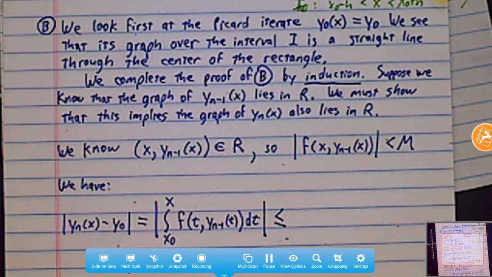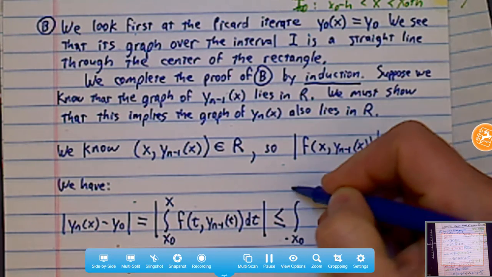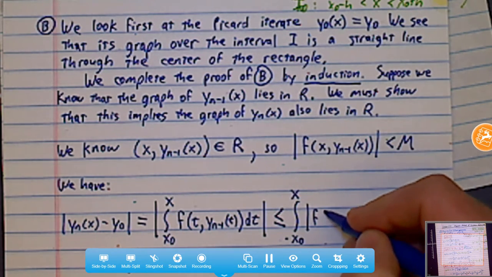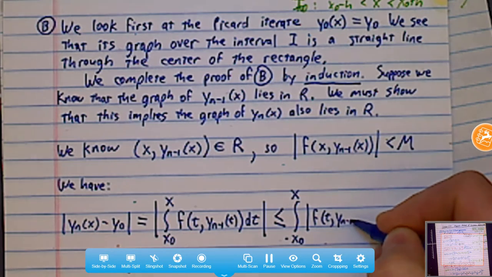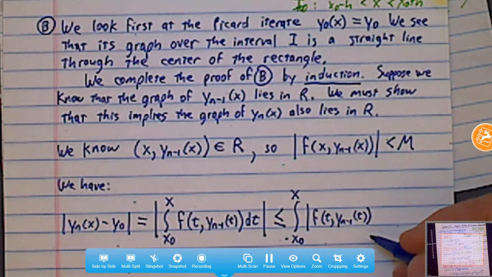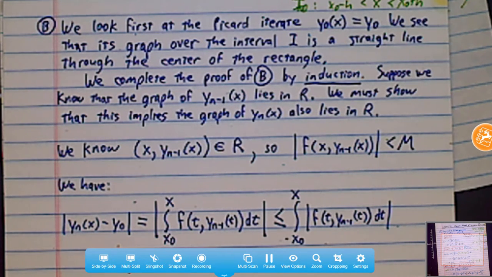Okay? Now, there's two more things to write down here. This is less than or equal to the integral from x naught to x of the absolute value of f of t comma yn minus 1 of t. So I have to close a parenthesis there, close another parenthesis, then put dt, and then close the absolute value bars. Okay. So I need to explain. Oh, wait a minute. No, not the bar here. We can actually bring the bar inside the dt. That's the key. I can bring the bar inside the dt.